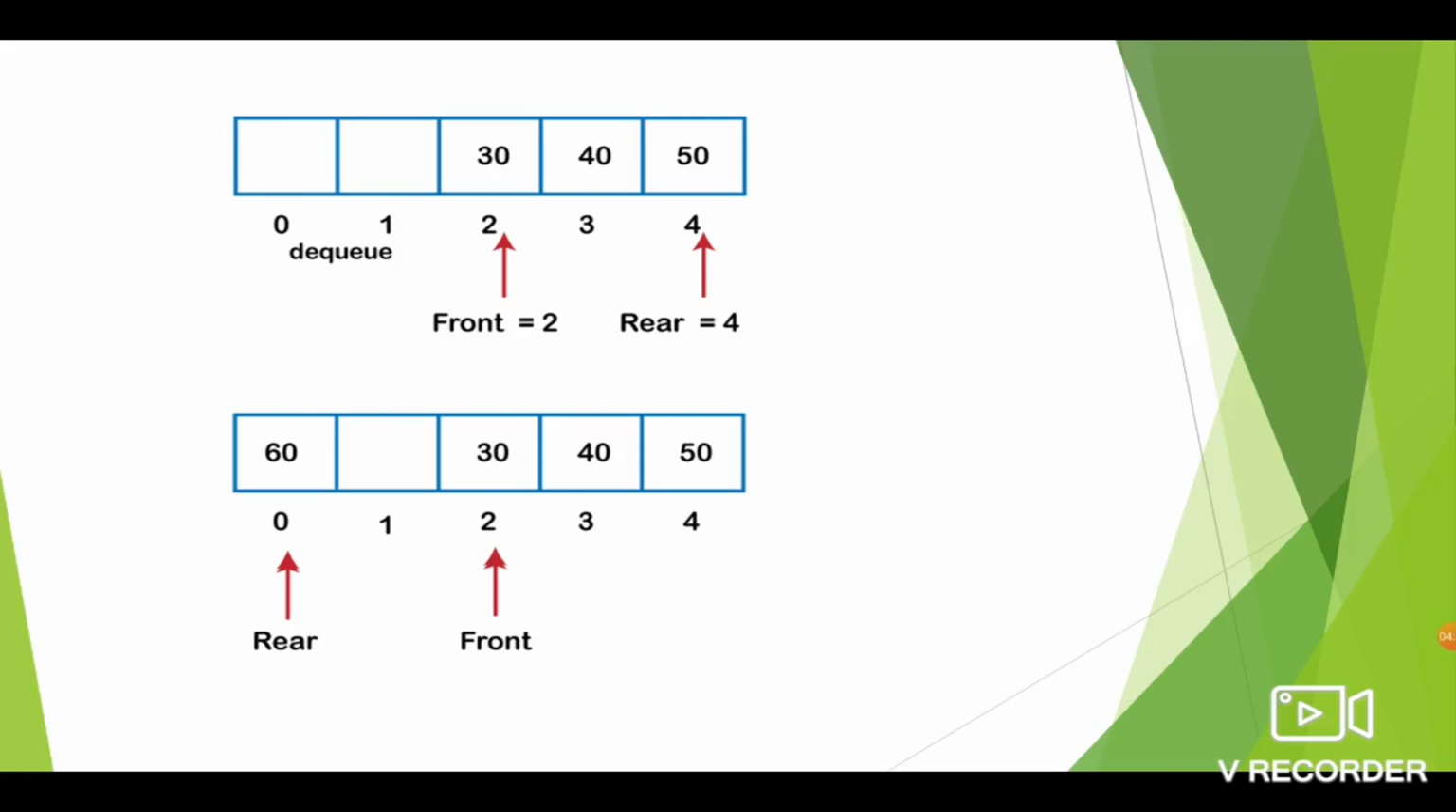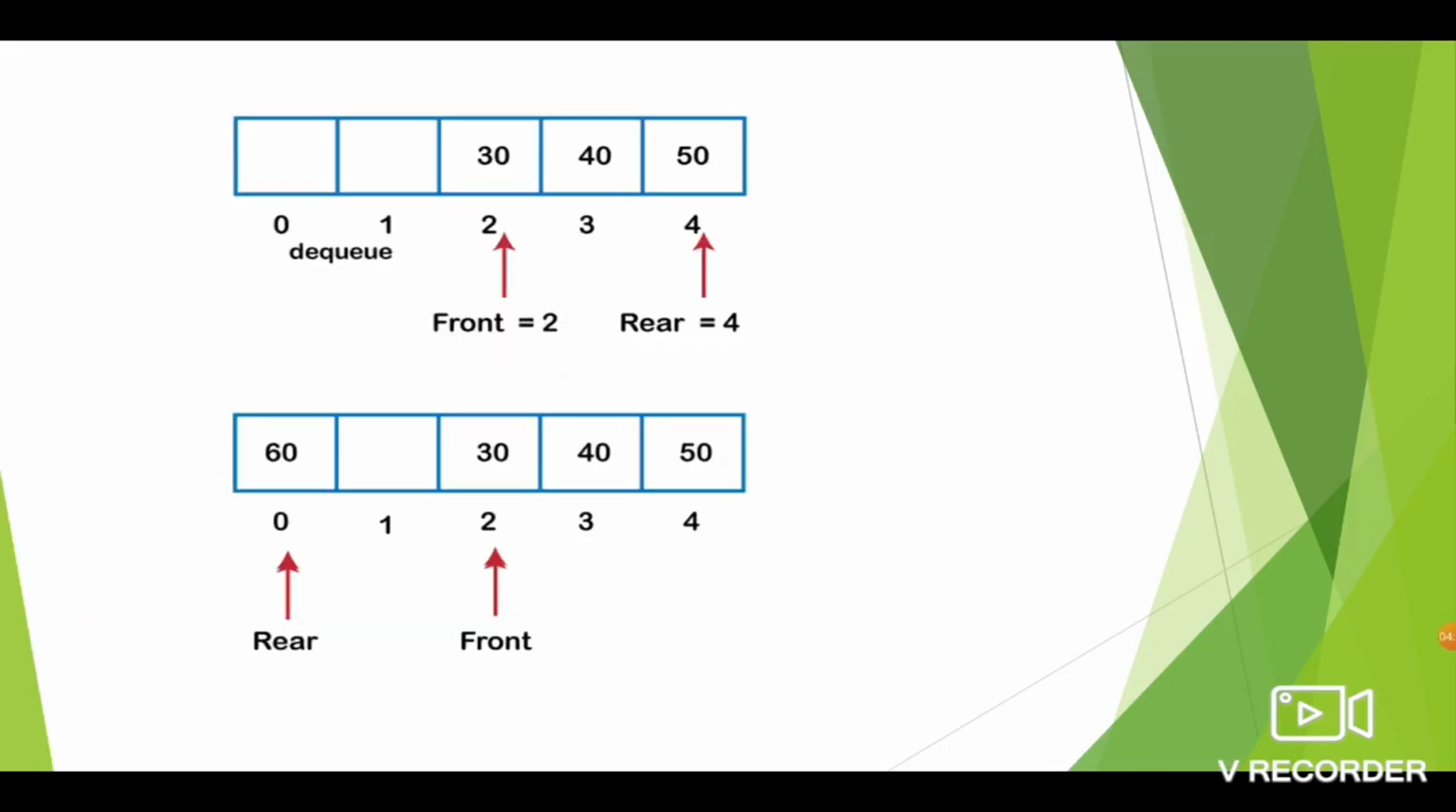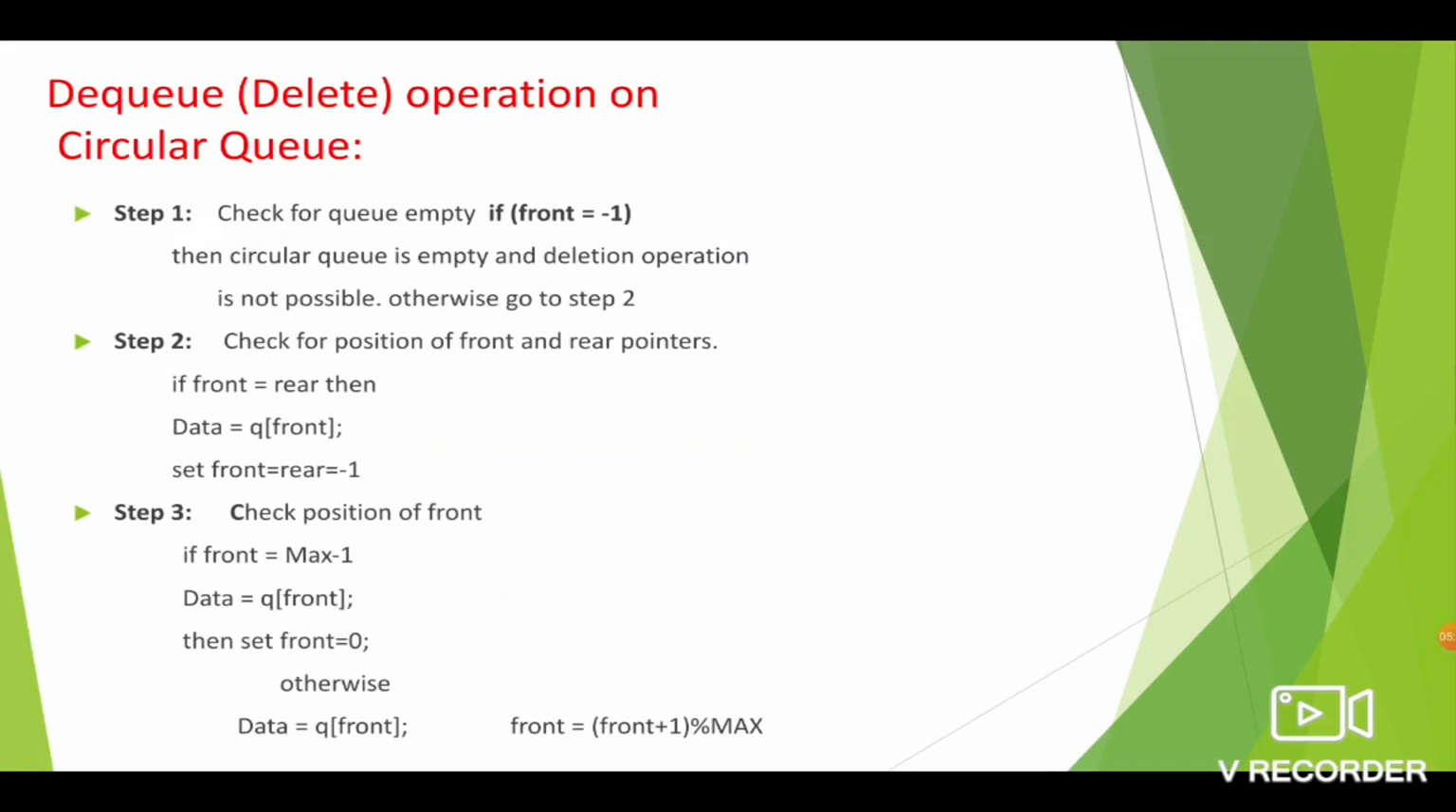Okay. If the rear is pointing to the last element, you have to set rear equal to 0. That's why I am setting the rear value to 0, and at that position you can insert the element 60. This is what happens in insertion.